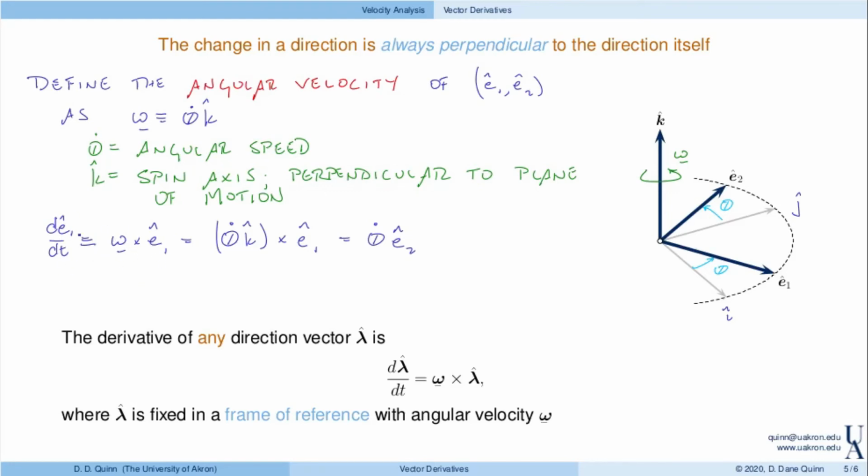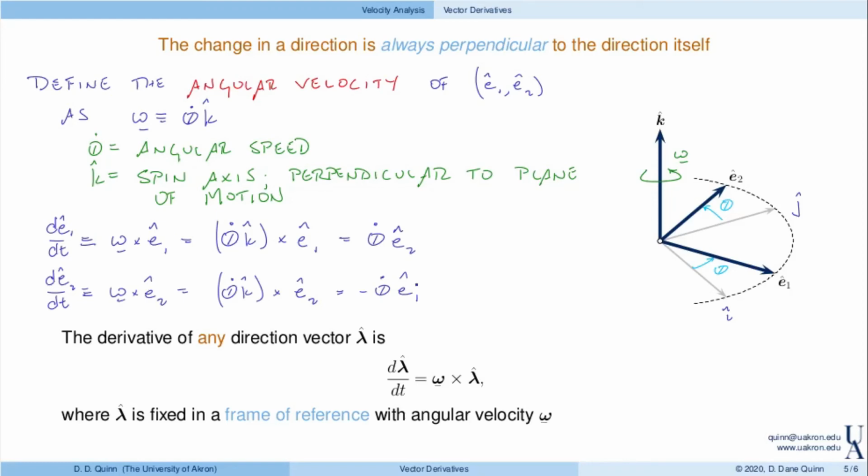So that when I take the derivative of a unit vector, the angular velocity cross that vector gives me the correct answer. Likewise, if I calculate the derivative of E2, it's going to be omega cross E2. So carrying this out, theta dot k cross E2. Well, go back and review cross products. K cross E2 in this case is minus E1.